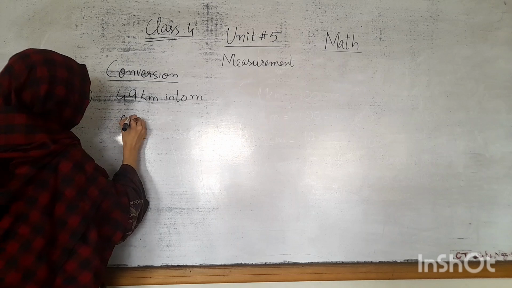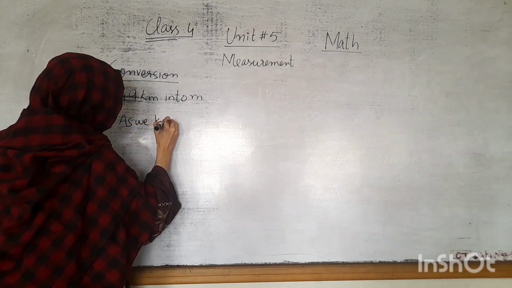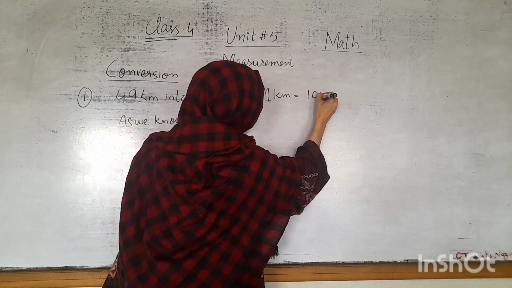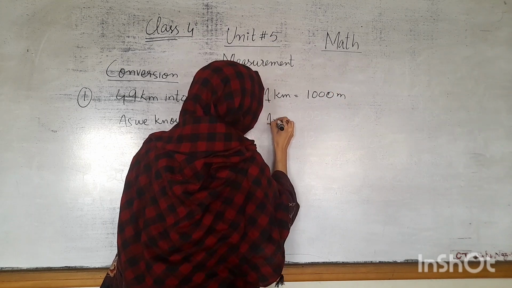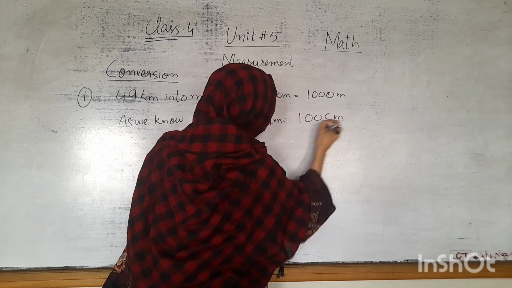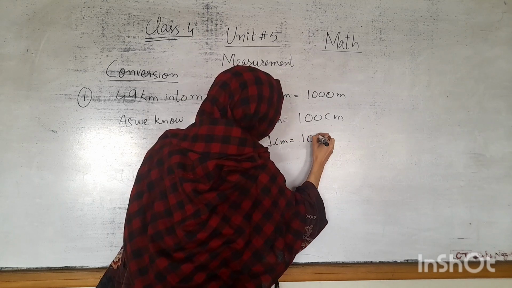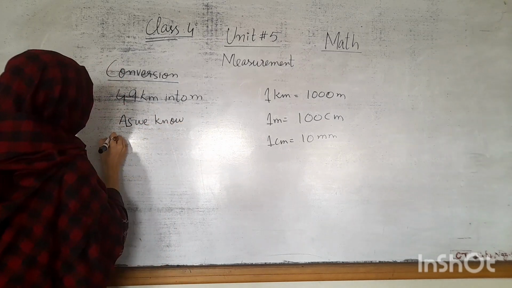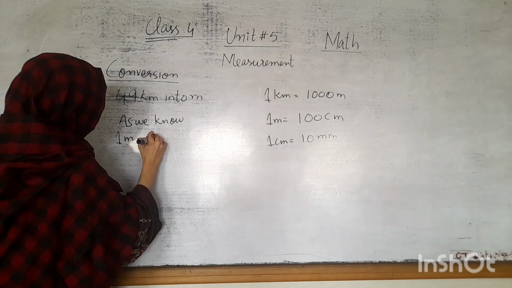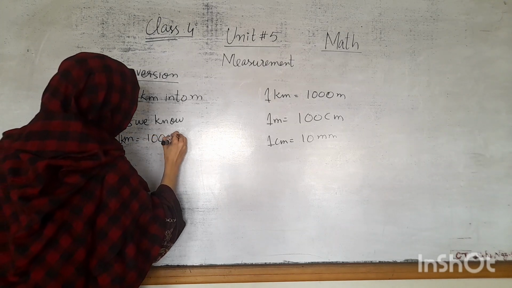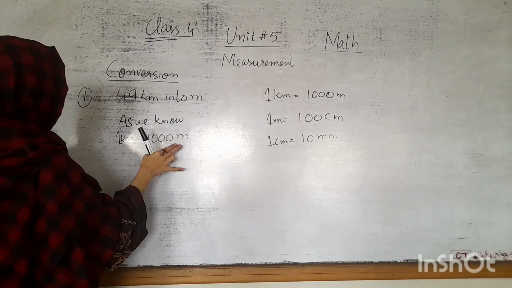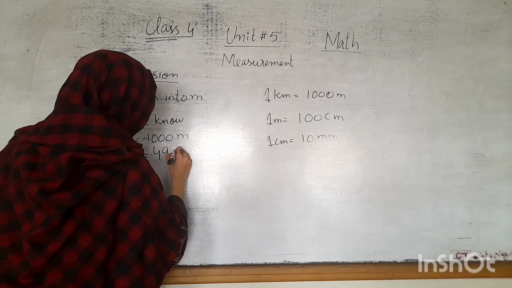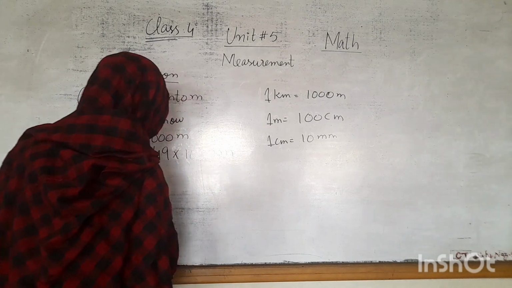So as we know, 1 kilometer is equal to 1000 meter, 1 meter is equal to 100 centimeter and 1 centimeter is equal to 10 millimeter. So if we convert 49 kilometer into meter, first we write 1 kilometer is equal to 1000 meter. If 1 kilometer is equal to 1000 meter, then 49 kilometer is equal to 49 multiplied by 1000 meter.